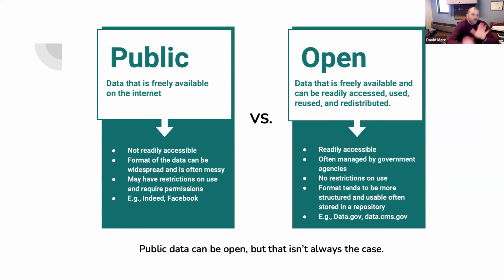So public data, the term public is a term that is used to describe data that's freely available on the internet. So although it's freely available, it's not often readily accessible. It can be difficult to find that data. It takes effort and work to search through, it could be through internet search engines, to discover and access the data.